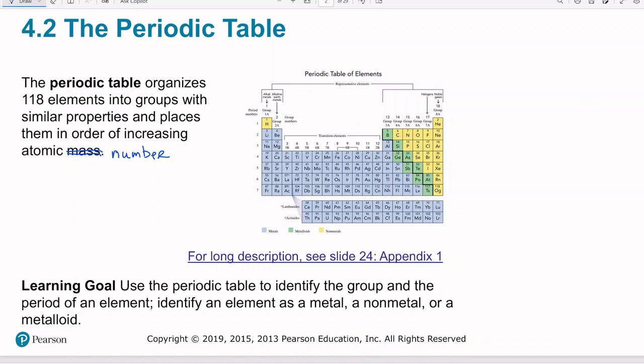In this video, we want to use the periodic table to identify the group and period of an element, and identify the element as a metal, a nonmetal, or a metalloid.